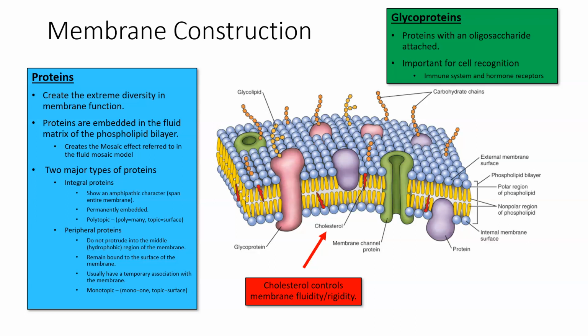Proteins that are embedded in the membrane are extremely diverse in their structure, but they're also extremely diverse in their function. Proteins are embedded in the fluid matrix of the phospholipid bilayer, and the proteins, in concert with the bulk of the membrane, which is the phospholipids, start creating that mosaic effect. When you look at a mosaic in art, or a stained glass window, you see individual components that by themselves don't create the masterpiece, but when put together into the orientations that they're put together, it creates a really beautiful work of art.